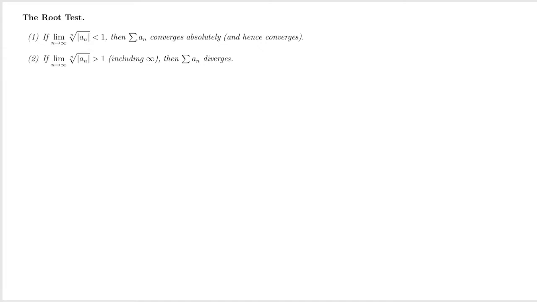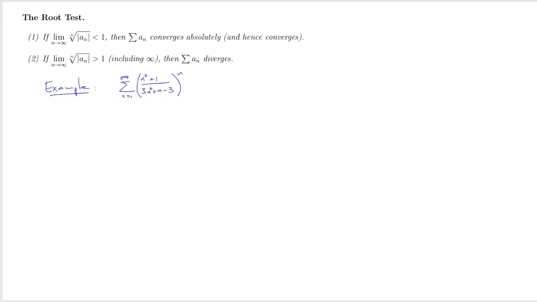We'll do some examples in just a moment, but first you might notice that this looks a whole lot like the ratio test, at least in its form and format, and it turns out that the proof of the root test is almost identical to the proof of the ratio test, and so we'll skip it and we'll just go straight to using the root test.